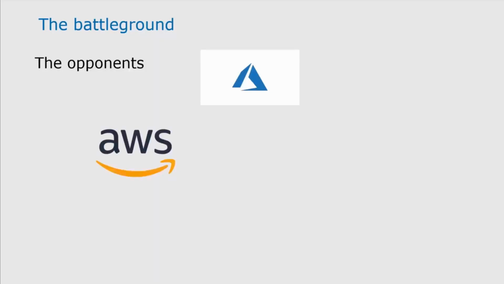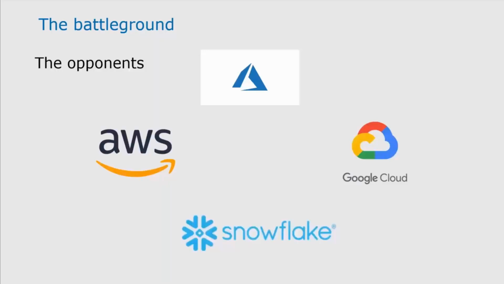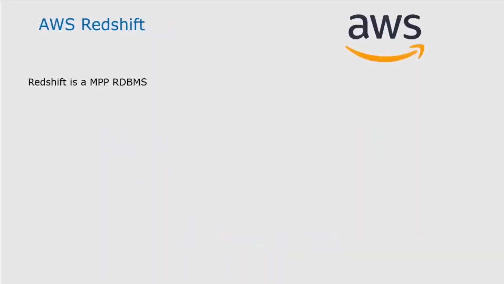And these are the opponents that you will find on this battleground. First of all, we have Azure with Azure Synapse. Then you have AWS with Redshift. You have Google with their BigQuery engine, and you have Snowflake. And in addition to this, Databricks is coming up as an outsider, but I'm not going to compare that in today's session, but I'll just mention it briefly later on, we'll talk a little bit about what it is. So Redshift is also, as I said, a massive parallel relational database system.